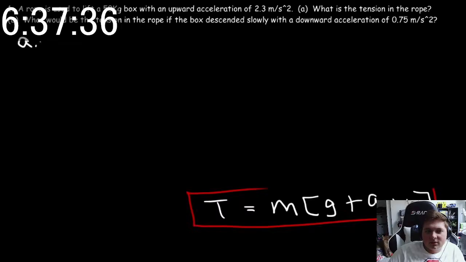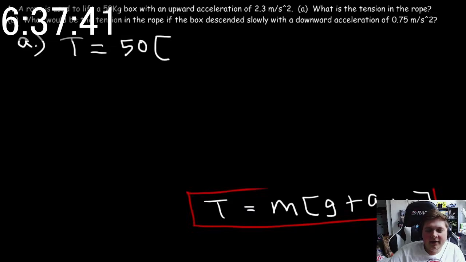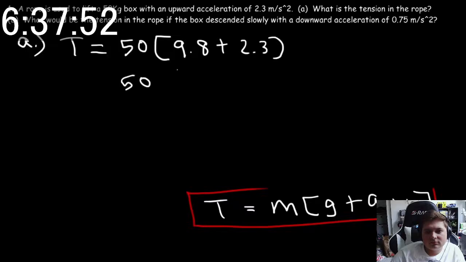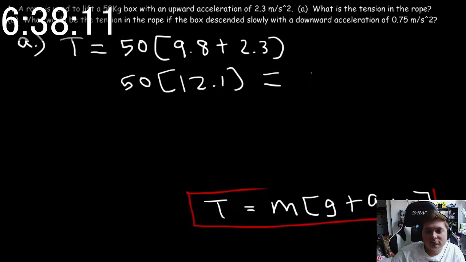So now let's get the answer for part A. The tension force is going to be equal to the mass of 50 kilograms times the gravitational acceleration plus the upward acceleration of 2.3 meters per second squared. So 9.8 plus 2.3, that's 9.8 plus 2 is 11.8, and then if you add 0.3 to that, that's going to be 12.1. And then we got to multiply that by 50. So the tension force is 605 newtons.